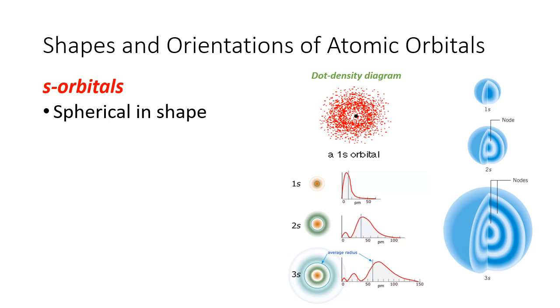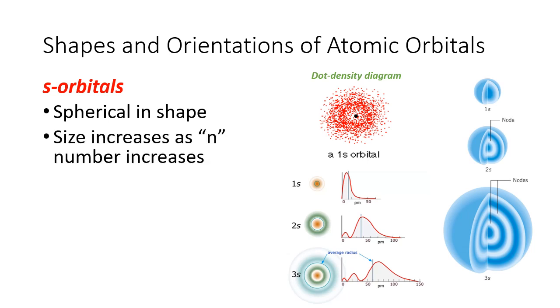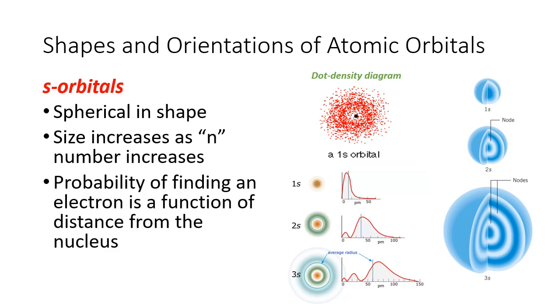S orbitals are spherical in shape, and the size of an s orbital increases as its value of n increases. As the principal quantum number goes up, the size of that sphere goes up. So a 2s orbital is larger than a 1s orbital, and a 3s orbital is bigger than a 2s orbital. As a result of that size increasing as n increases, the probability of finding an electron is going to be farther and farther away from the nucleus. It'll be a function of distance from the nucleus. Since the 3s orbital is much bigger than a 1s orbital, the chances of finding an electron close to the nucleus are less for a 3s orbital.